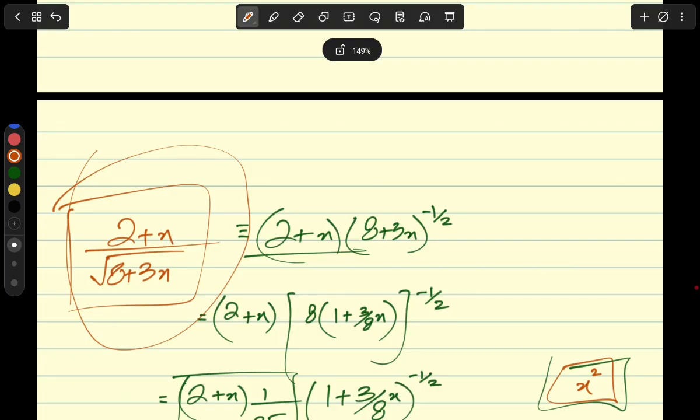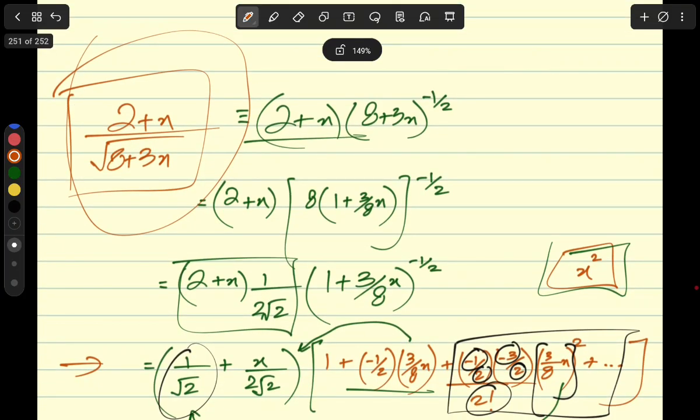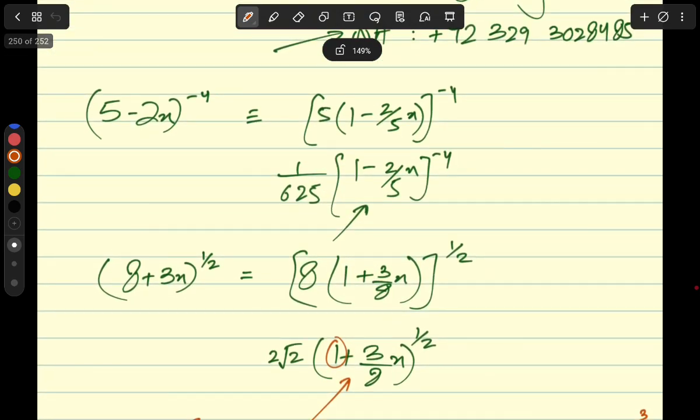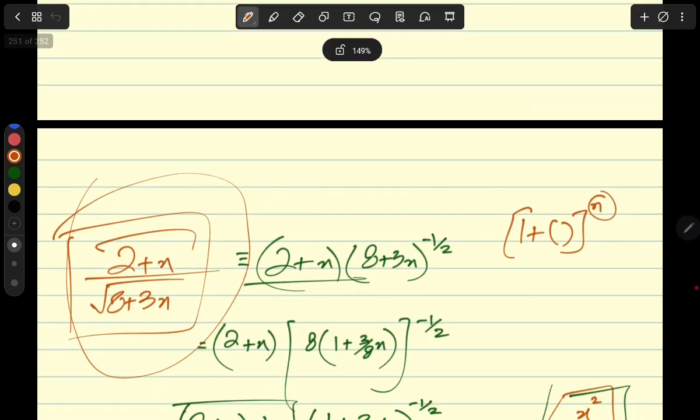First factor this 8 out, then you apply the formula every single time. Never expand first. Always create 1 plus something here to the power of whatever the power, fractional or negative, right? Now, we have dealt with the negative powers, we have dealt with fractional powers, we have also dealt with when you have something in the numerator and then something in the denominator.